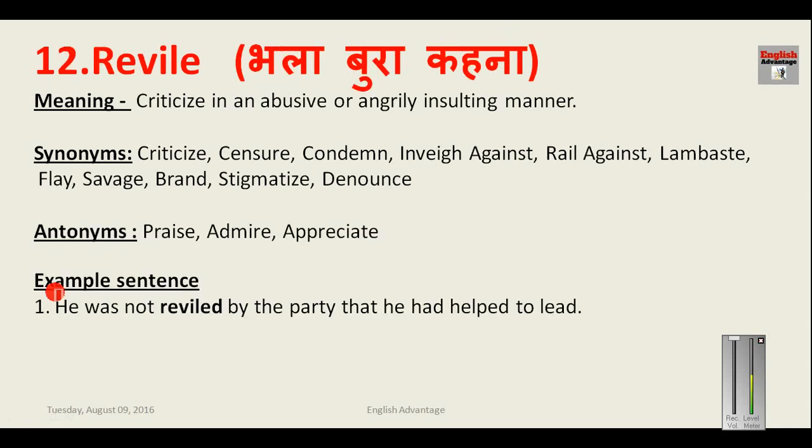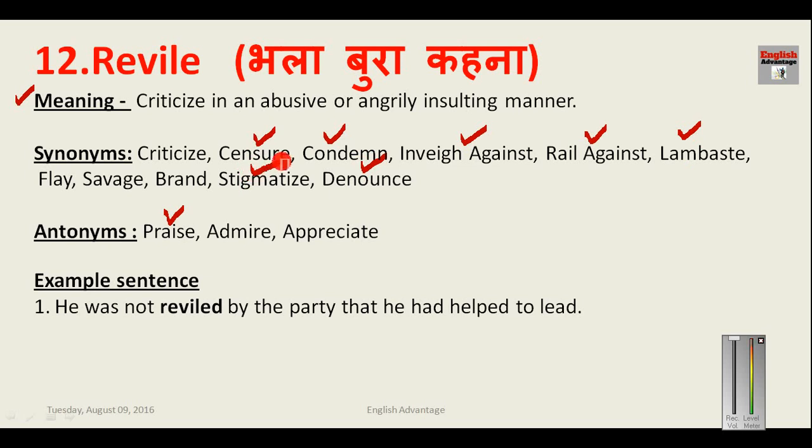Okay. Now let us look at the next word, revile. Revile means to criticize someone. And the opposite of this word will be praise. Okay. Criticize in an abusive or angrily insulting manner. This is criticism. Criticize, censor, condemn, inveigh against, rail against, lambast, very important word I have taken. Denounce is a very common word.